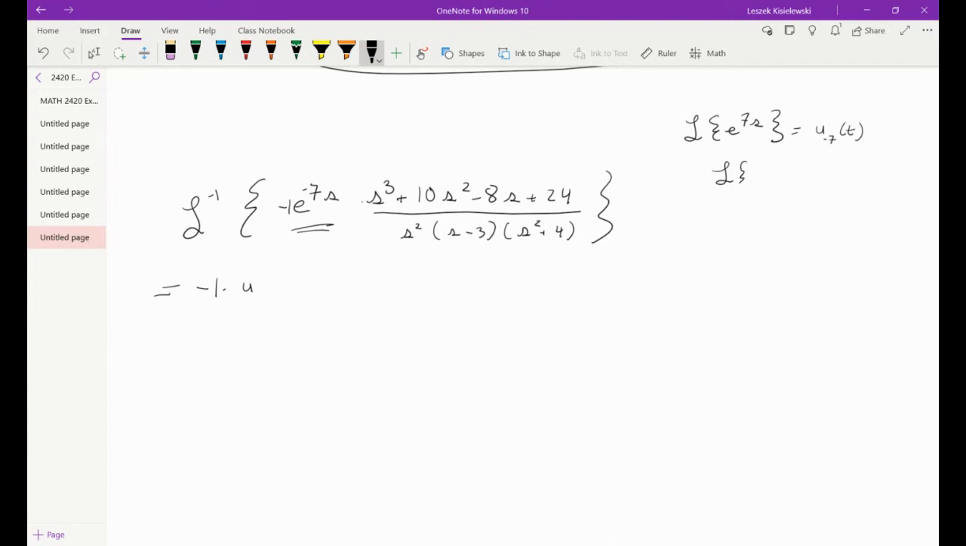So we can use our rule for the Laplace transform of a step function there. If it's -7s, this would become a step function that turns on at t equals 7. And then we're going to consider the inverse Laplace of this rational function.